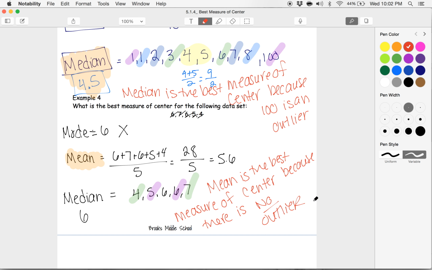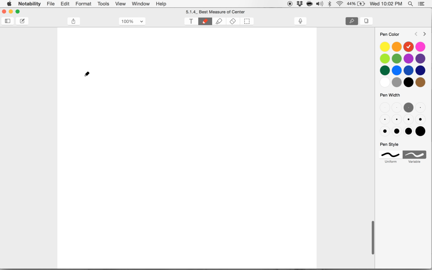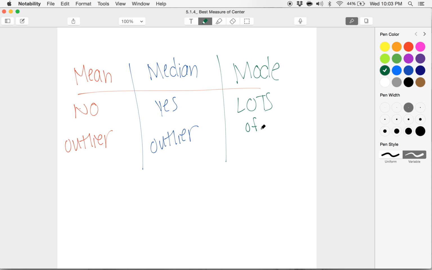All right, ladies and gentlemen, so that's the end of our notes today. The biggest thing I want you to remember is mean is no outlier. Median, yes, an outlier. And then my last one is my mode, which doesn't really care about outliers or not. It's lots of repeats.